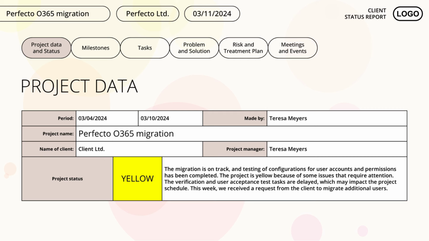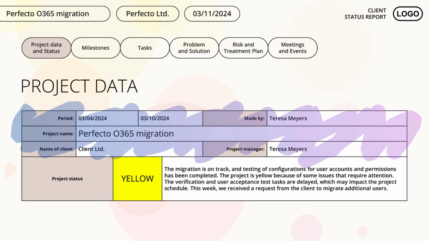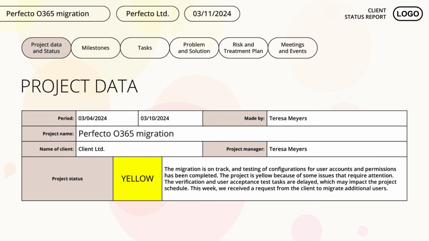This is the project data and status slide. You don't need to talk about the basic data on this page during the status meeting, but they are mandatory elements in the report. These include the report period, which is usually 1 week, the project name, client name, report author name, and project manager name. You only need to update the period.